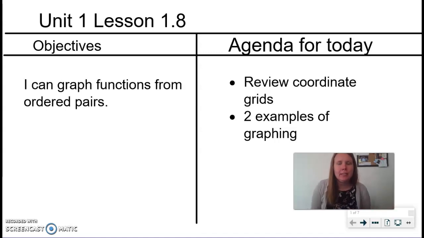So we are doing lesson 1.8, which your objective is I can graph functions from ordered pairs. So part of this lesson was reviewing your ordered pairs and knowing your quadrants of your coordinate grids. But we are just going to quickly review that. We're not even going to go over some examples because instead you had that N1 topic on IXL that you needed to get done. So then we're going to go through two examples on graphing stuff. So actually using equations and graphing them on a table or on a coordinate grid.